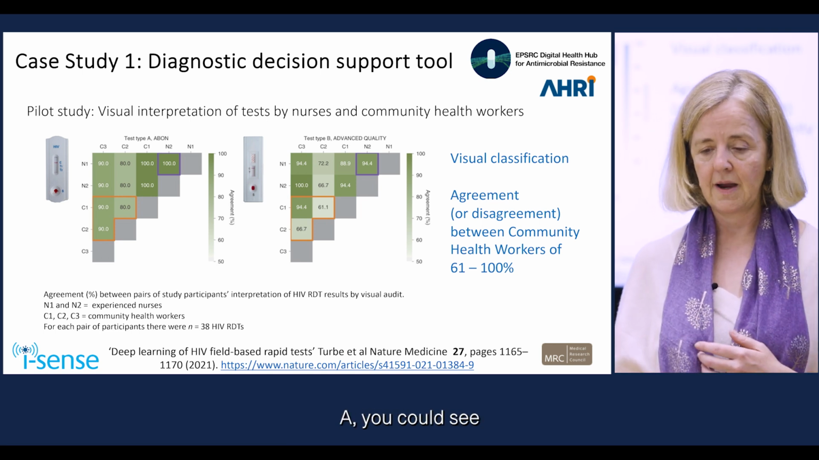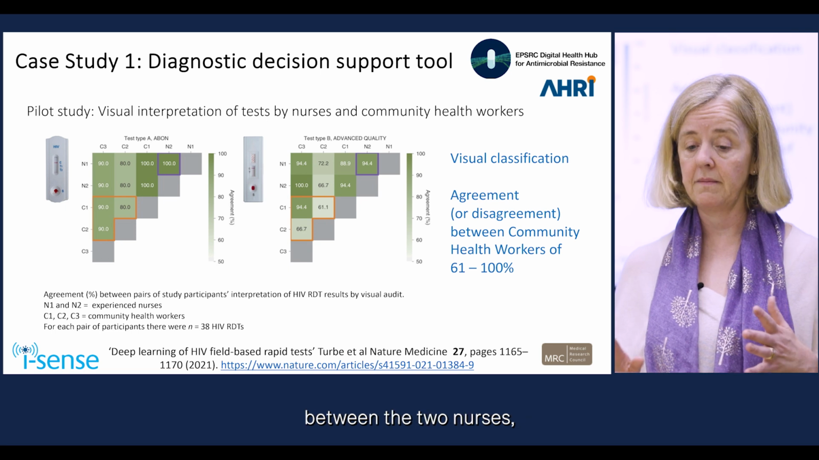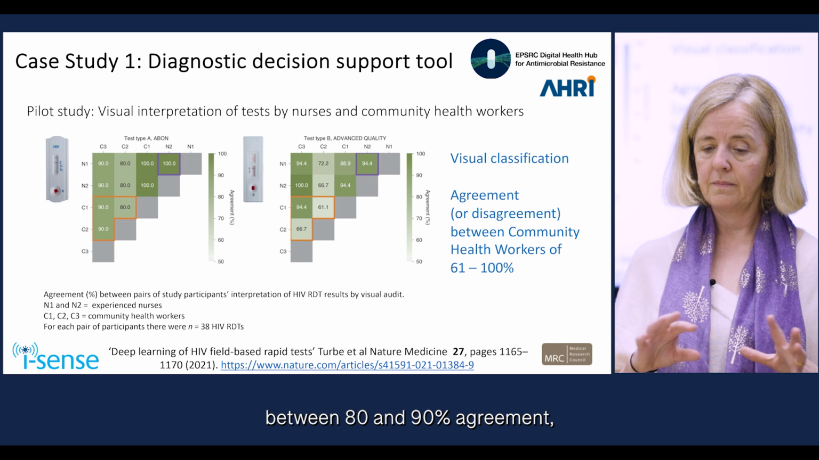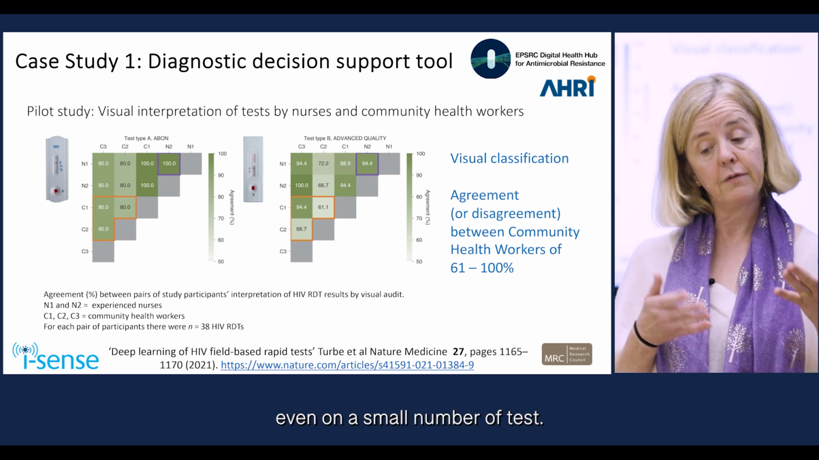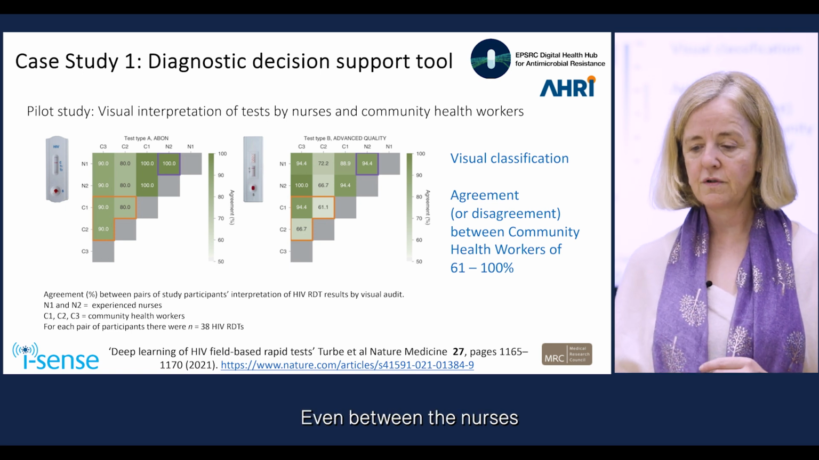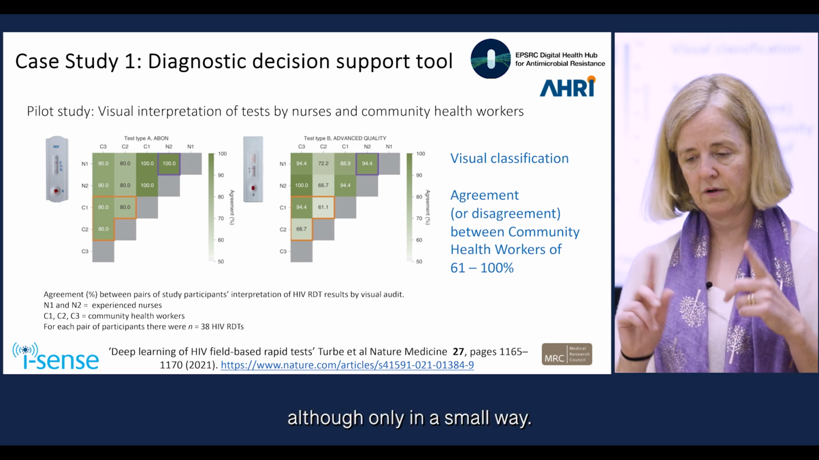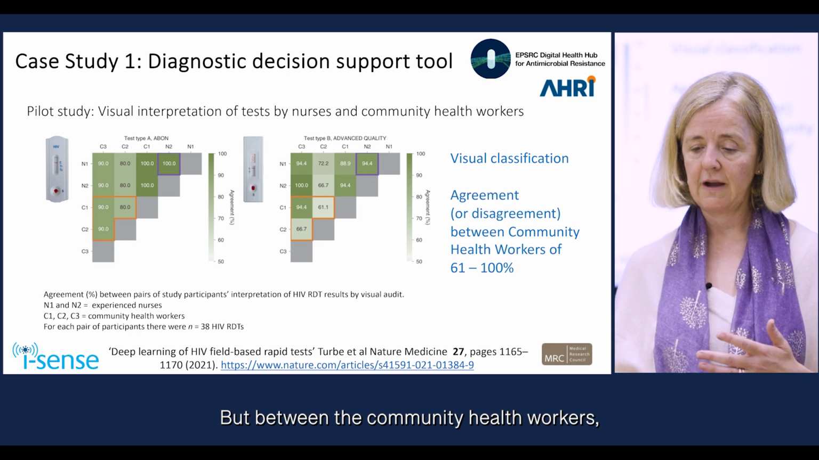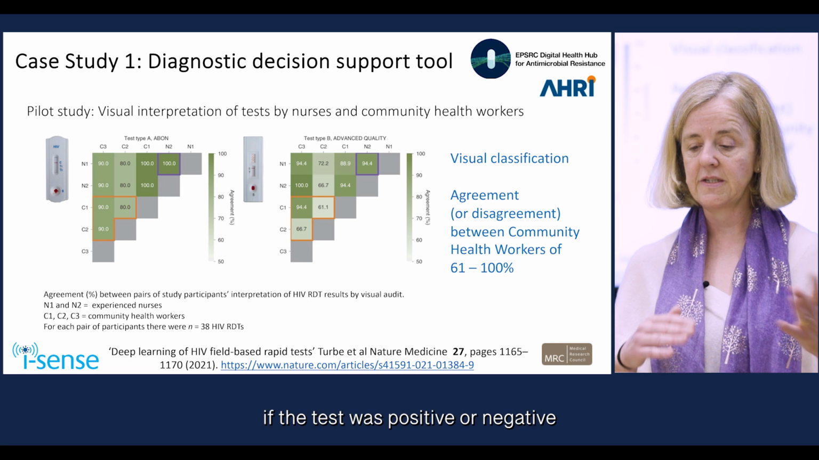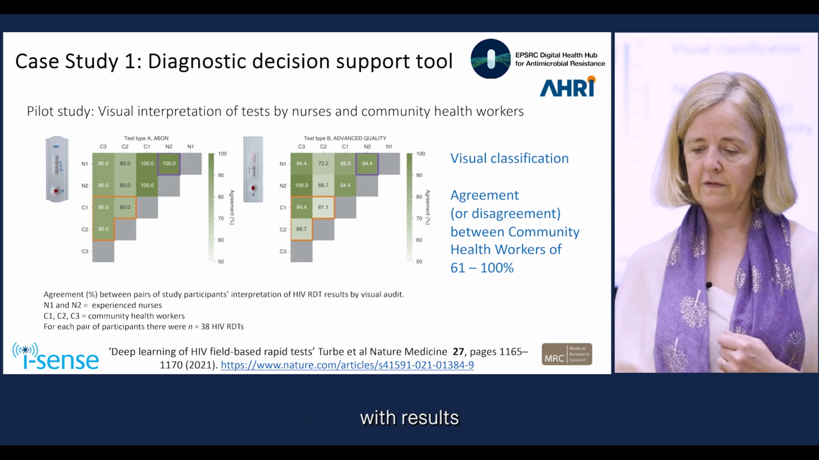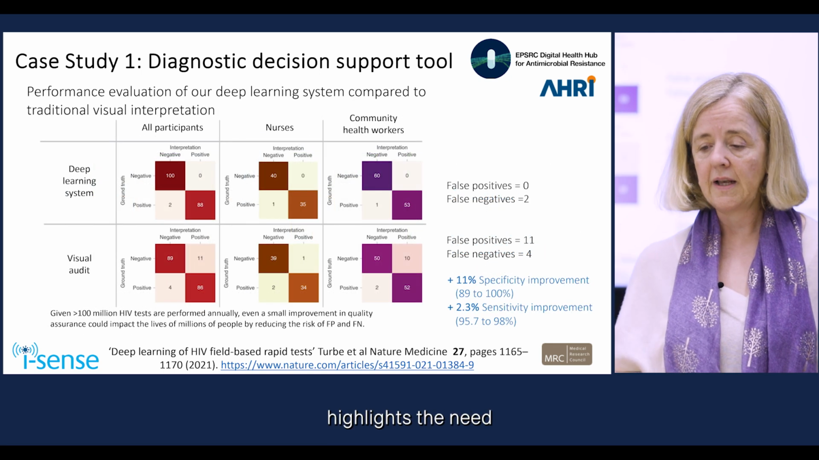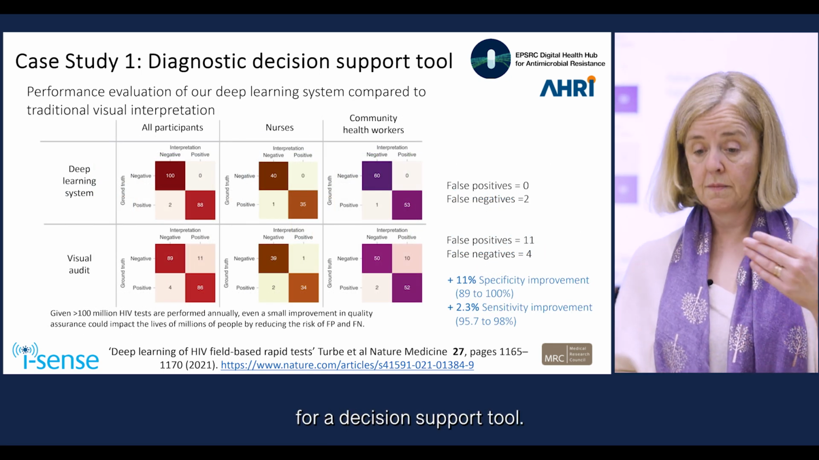On the left, for test type A, you can see there was 100% agreement between the two nurses. But for the community field workers, it became more variable, between 80 and 90% agreement, even on a small number of tests. For test type B, it's quite a different story. Even between the nurses, there was disagreement, although only in a small way. But between the community health workers, we saw the largest differences in their ability to determine if the test was positive or negative, with agreement varying from 61 to 100%. So this highlights the need for a decision support tool.